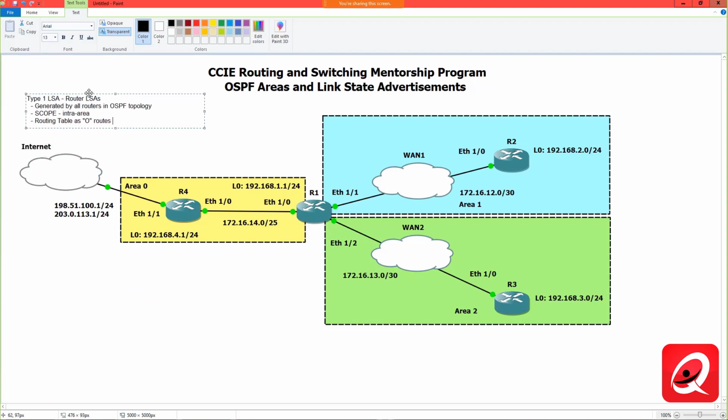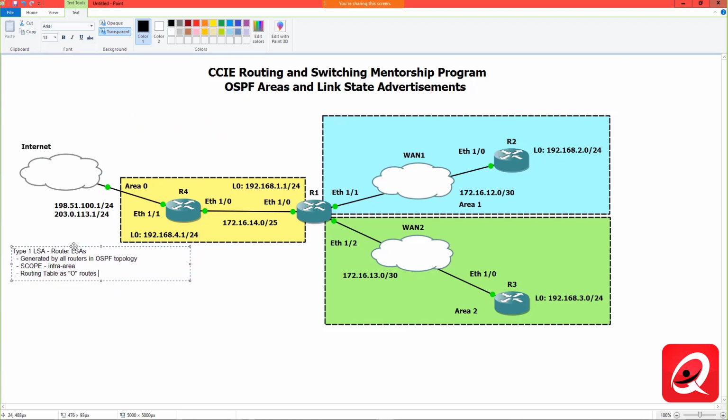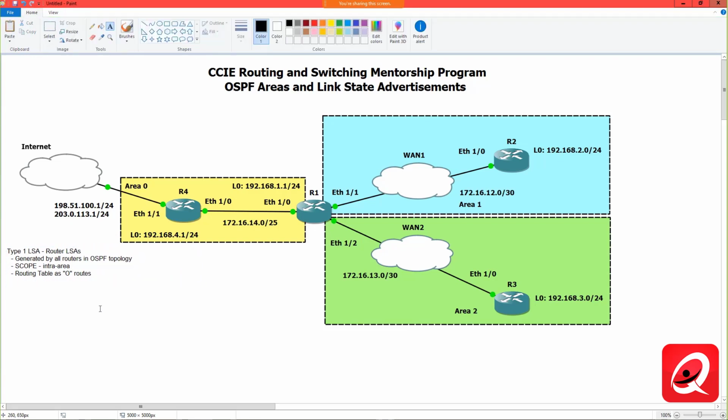They're generated by all routers in OSPF. So we're going to see, for example, type 1 LSAs generated by router 4 and router 2 and so on. But once they hit this ABR, those LSAs no longer remain as type 1s. They actually become type 3s. I'm going to get into that in a little bit because in the last lesson we really focused primarily on single area OSPF. Okay? So type 1 LSAs, these are known as router LSAs.